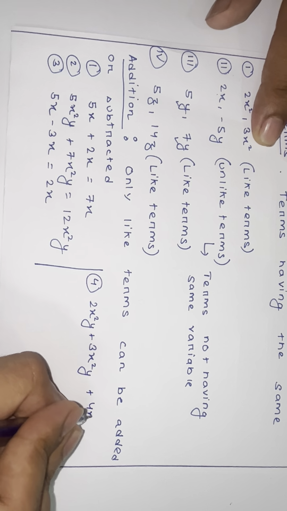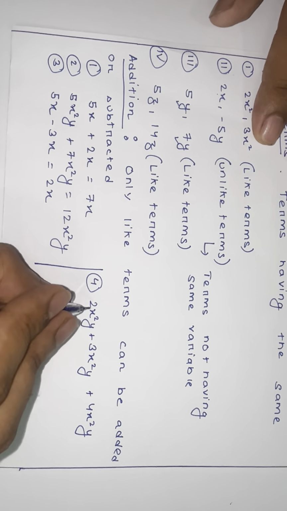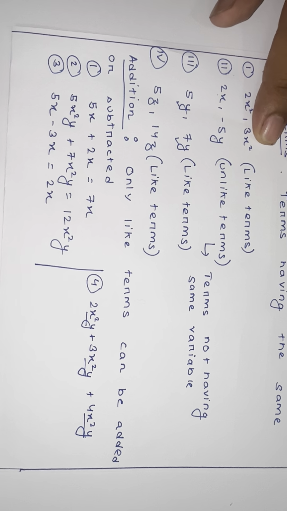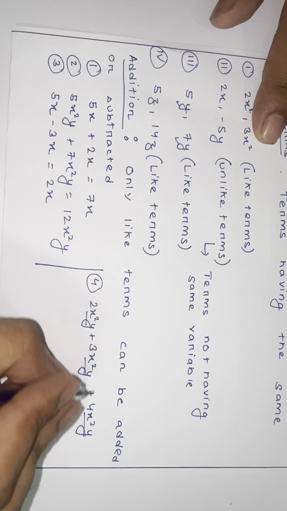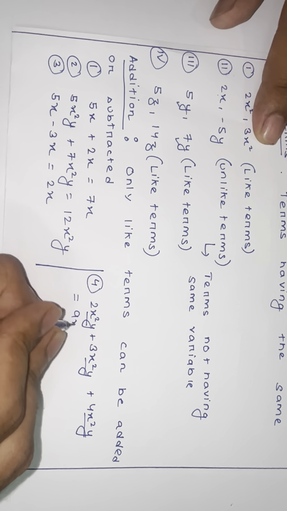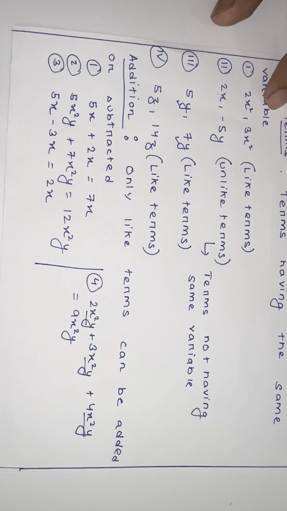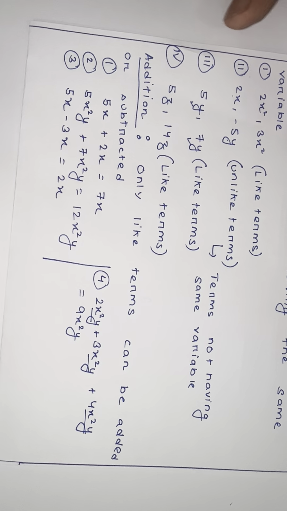Now if I take one more example, fourth example, 2x square y plus 3x square y plus 4x square y. Here x square y is there, here also, here also, which means all the three terms have the same variable. So 2 plus 3 is what? 5. 5 plus 4 is 9x square y. So it will become 9x square y. So you just add the coefficients. These numbers are also called the constant terms. You can add just and you will get the answer.